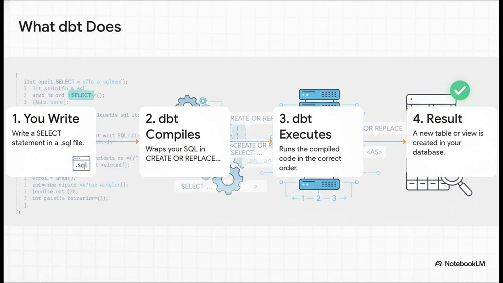Step 1, your job. All you have to do is write your select statement. Step 2, DBT's job. It takes your code and wraps it in all that necessary boilerplate, the create or replace stuff. Step 3, and this is where the magic happens. DBT executes it against your database, and it knows the right order to do it in. And what's the result? Step 4, a brand new perfectly built view or table in Snowflake.